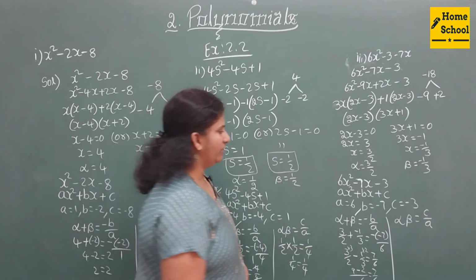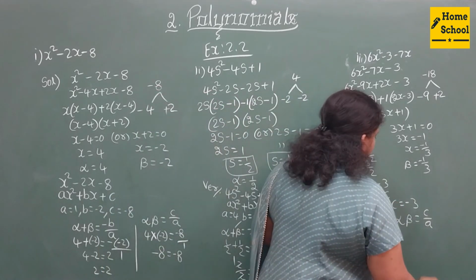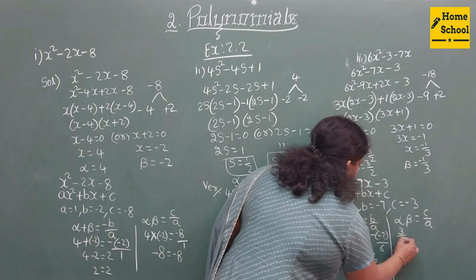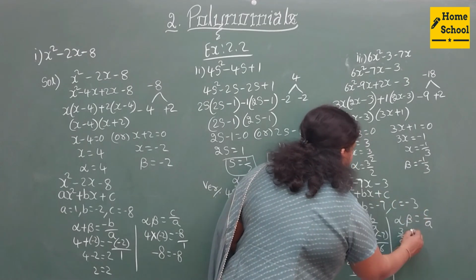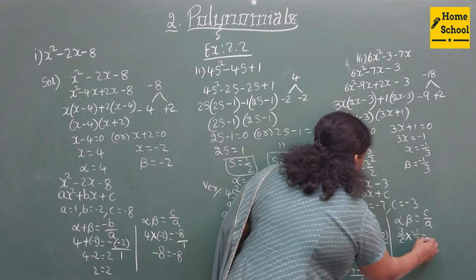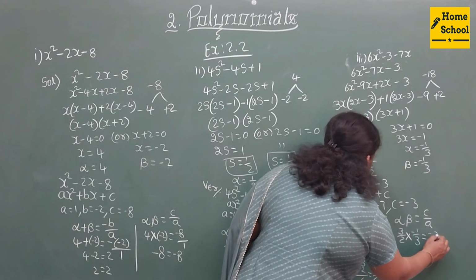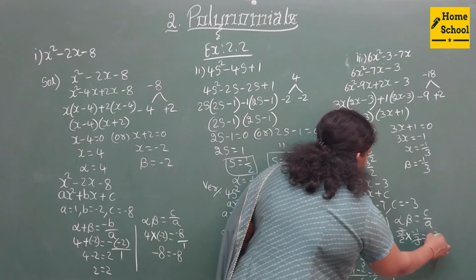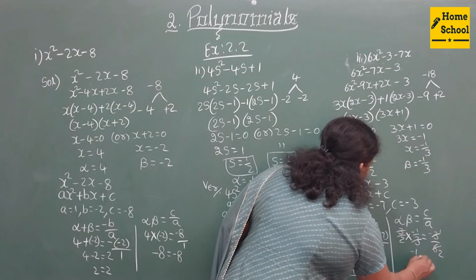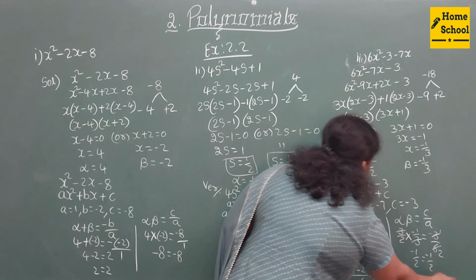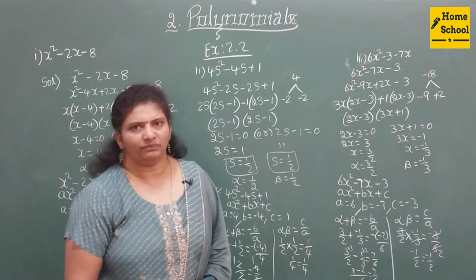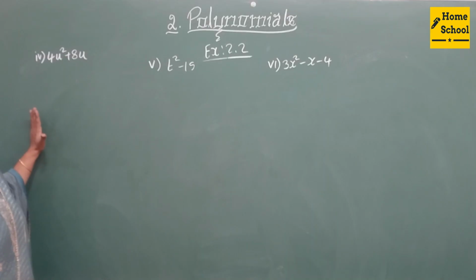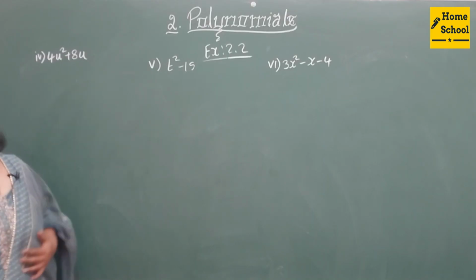Both are equal. Now here, product of zeros, alpha beta equal to c by a. Alpha value is 3 by 2 into beta value is -1 by 3. c value is -3, a value is 6. 3 3s cancel, and here 3 1s, 3 2s. Finally you are left with -1 by 2 equal to -1 by 2. Is this clear? Hence it is verified. Fourth problem, 4u² + 8u.